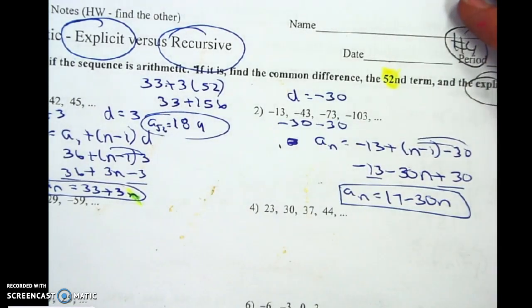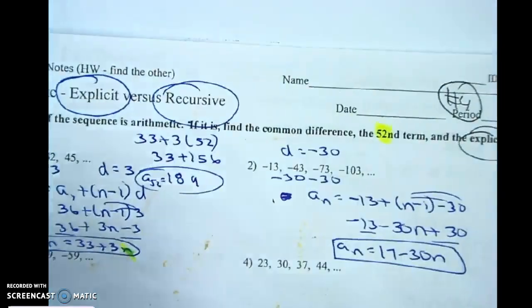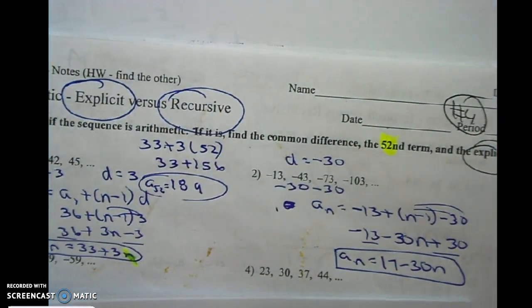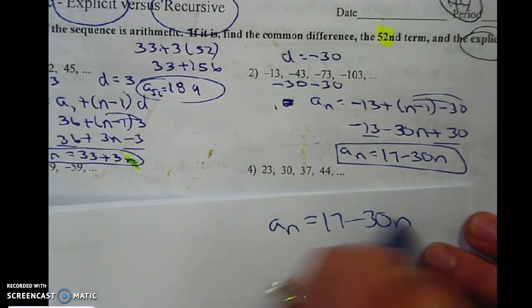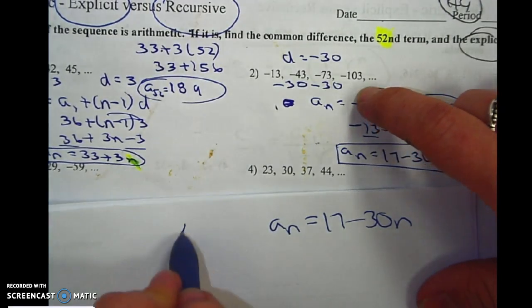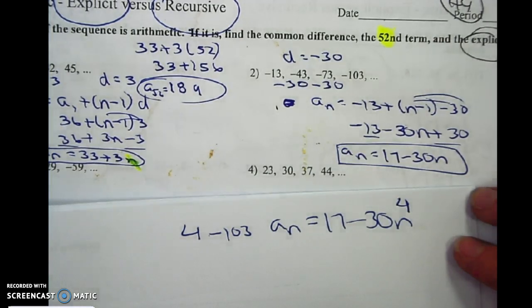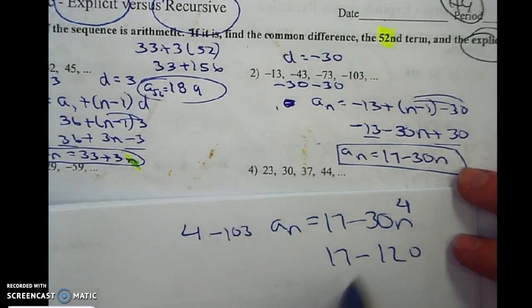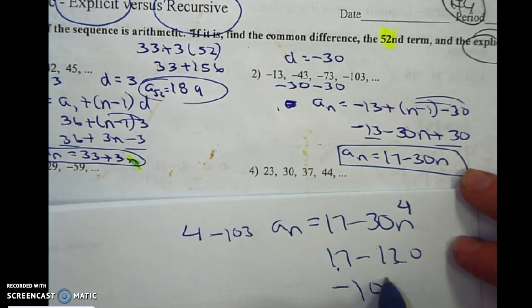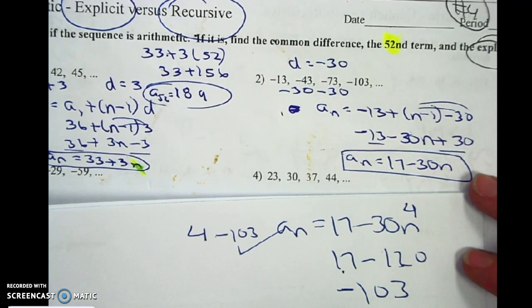Okay. Side note, let's say you want to check your answer and make sure you were right. Let's say I feel like, oh my gosh, I'm going too fast, I'm not sure I actually know what I'm doing. Let me write down the formula. Well, I know my fourth term is negative 103. So if I plug in 4, I can see if I'm actually doing it right. 17 minus 30 times 4 is 120. 120 minus 17 is negative 103. Oh, I actually did it right. It's nice to know how to check it.